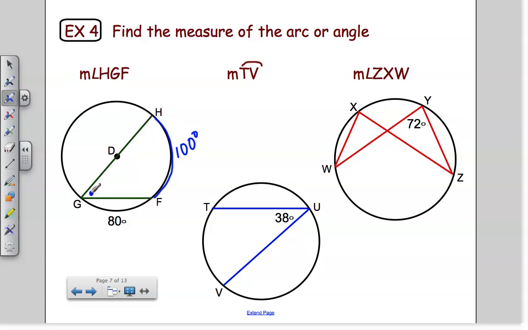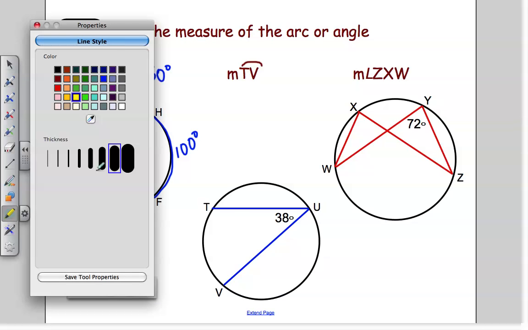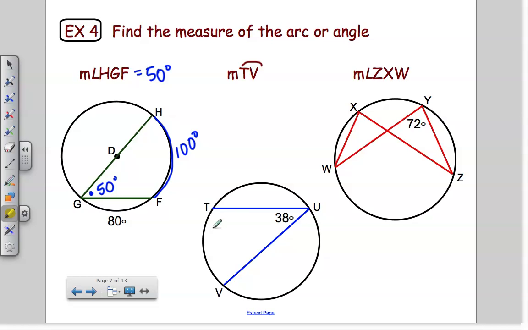And now that we have an inscribed angle because the vertex is on the circle and we have its intercepted arc is 100 degrees, G would have to be half of that, or 50 degrees. And that looks about 50 degrees, so we're good. On this next one here, find the measure of arc TV, which would be here, this minor arc TV.